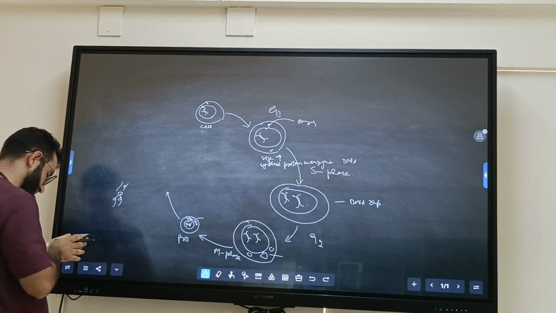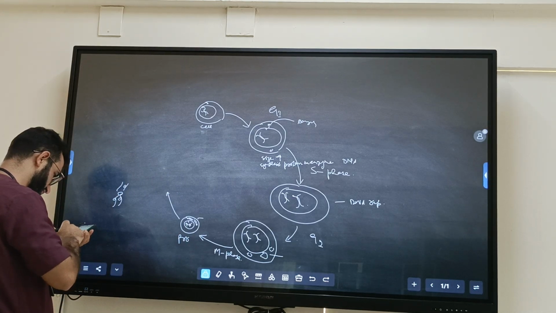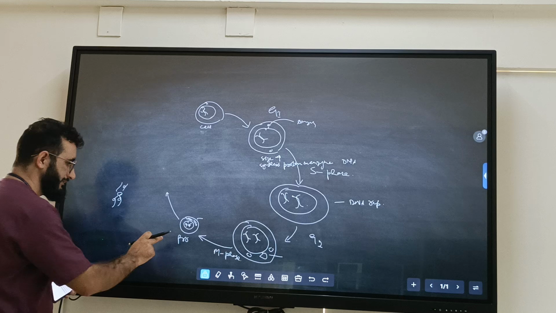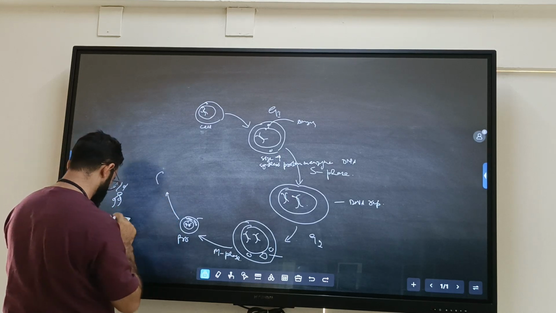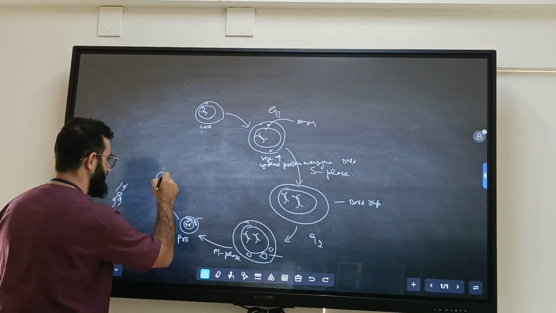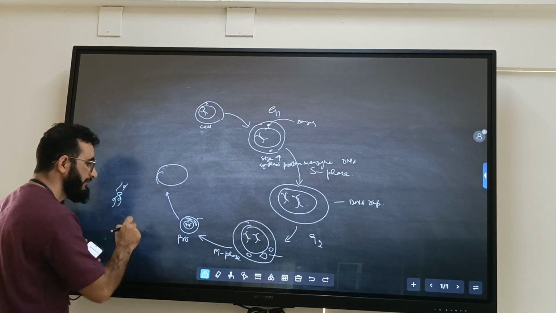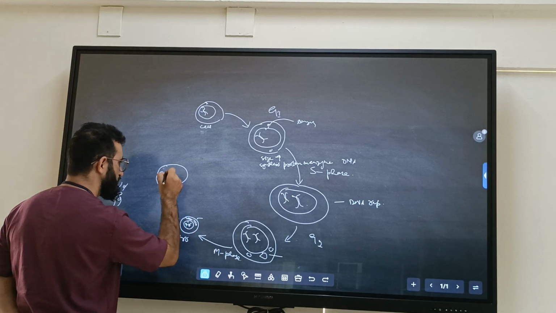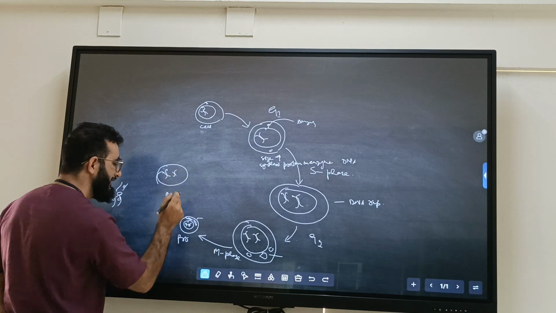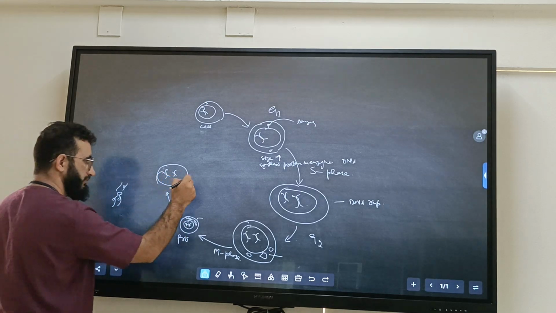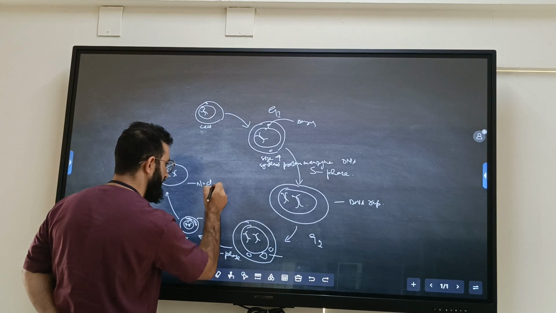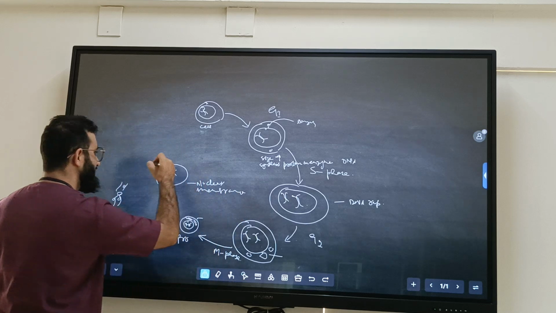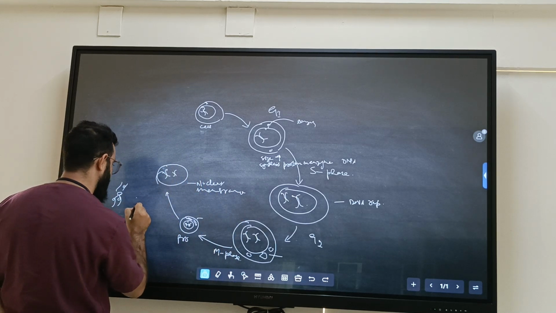In the next phase, which is prometaphase, the nuclear envelope will disintegrate, and the chromatids will come in contact with the cytoplasm. This is the nuclear membrane disintegration. This is prometaphase.